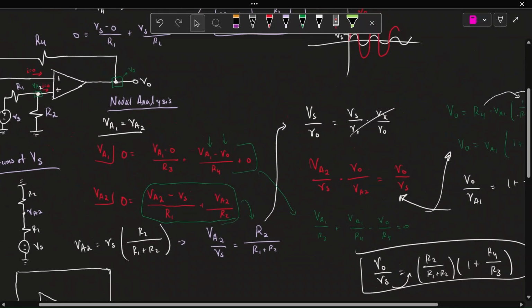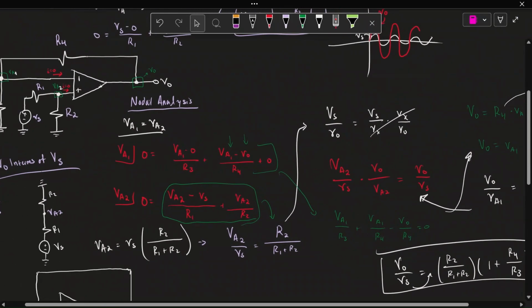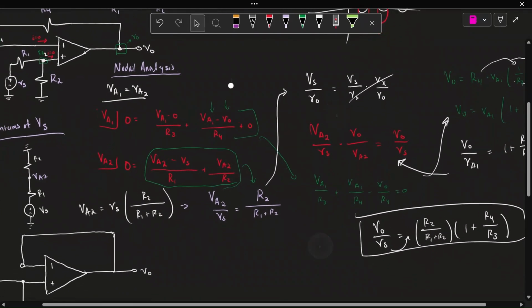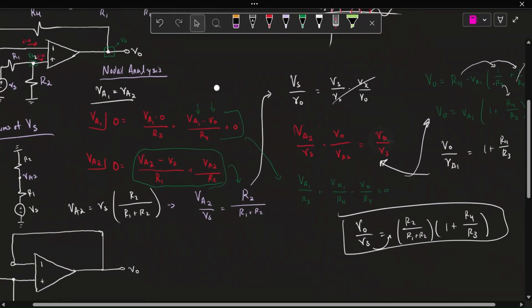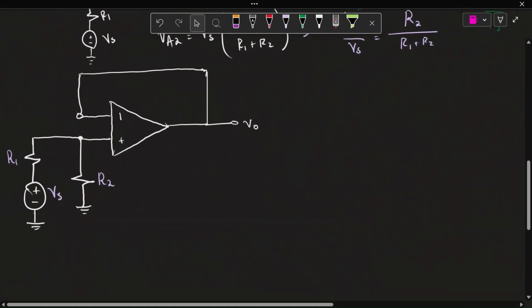I hope this one wasn't super confusing. I should have just gone with the nodal analysis method. It would make so much more sense. But if y'all want to do that for yourselves, it would be great for practice. All right, so let's move on to this one here now.